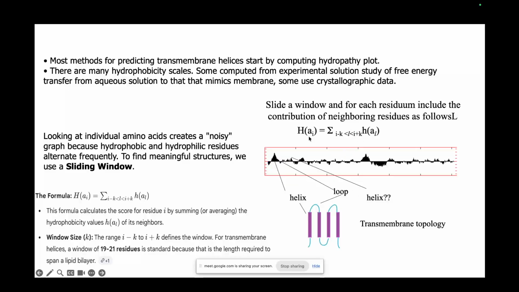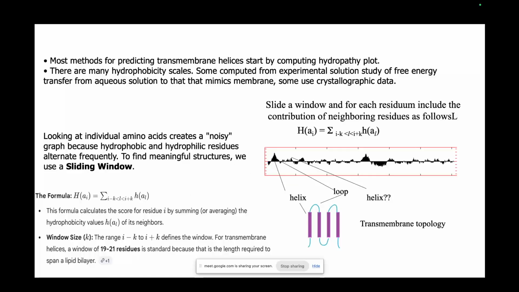Basically, along a window, you sum up the hydrophobic values for a particular region. This region is from i minus k to i plus k. If you consider the ith amino acid, your sliding window is from i minus k to the left and i plus k to the right. So that is the window that you are taking. Generally, this is like 19 to 20 residues, as I was saying.